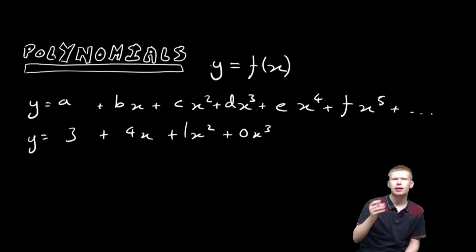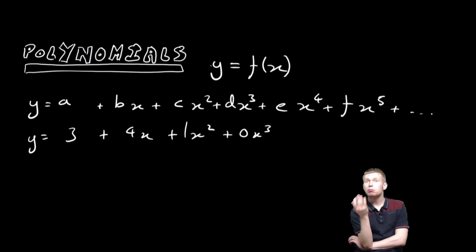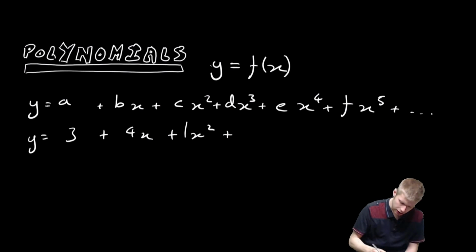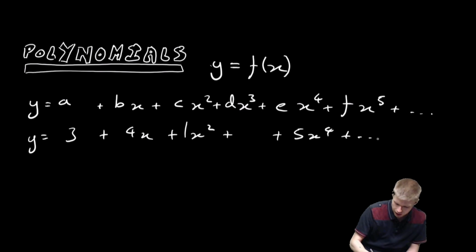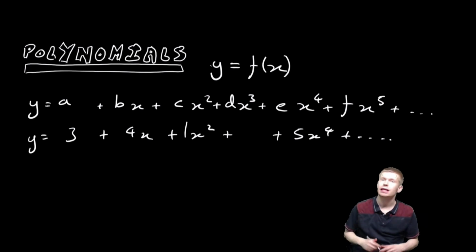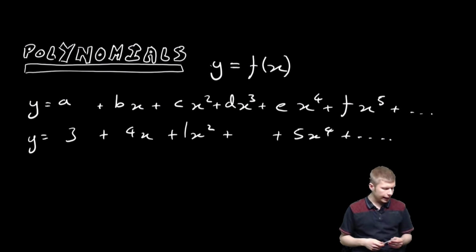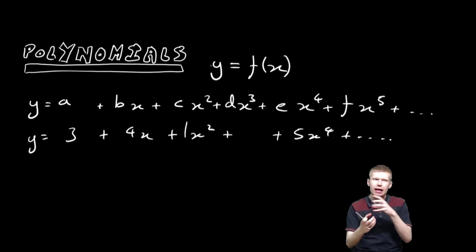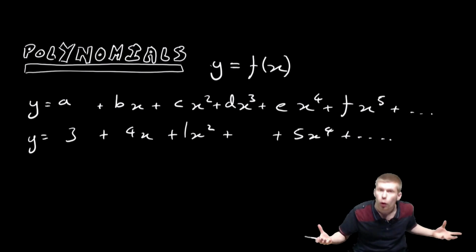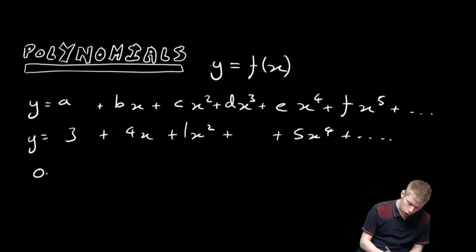Well, hang on a minute, 0x cubed. 0 times anything, that's just 0, isn't it? So in other words, I'm not going to have an x cubed term, okay, plus 5x to the power 4, plus, and then so on and so on and so on, all the way to infinity. Don't worry about that. So this would be a perfectly good example of a polynomial. Okay, now I'm going to try and put some language with these things called polynomials to actually enable me to talk about them, okay? And specifically, I'm going to talk about the order or the degree, okay?